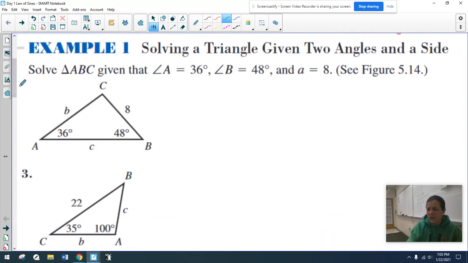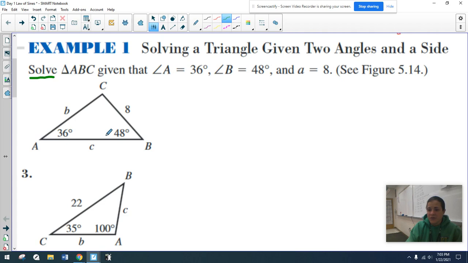So there are two different types. One type is when they give you two angles and one side, and you need to find another side. So that's going to be our first one. So again, it's just going to say solve. That means find everything else. So we're supposed to find angle C, we're supposed to find little c and little b. Okay, and they give you these things, which they already wrote in the picture.